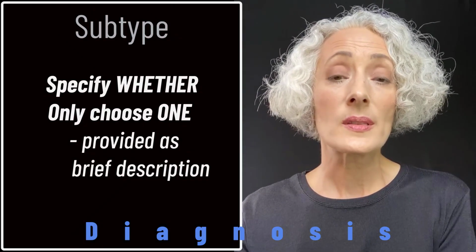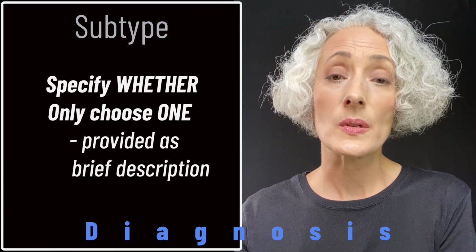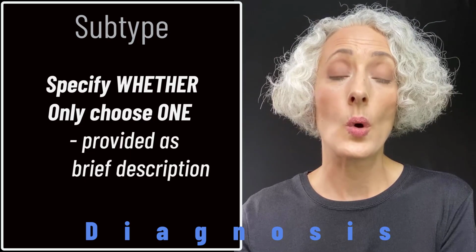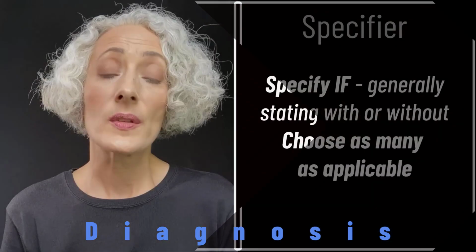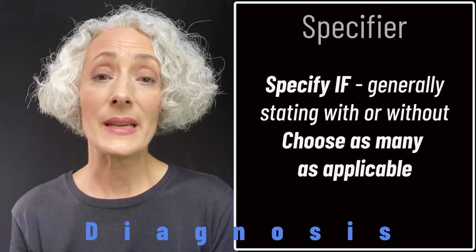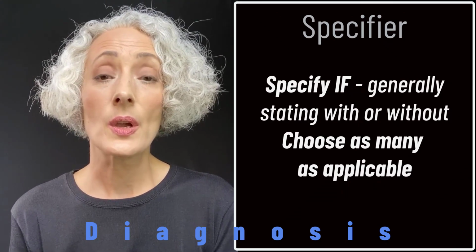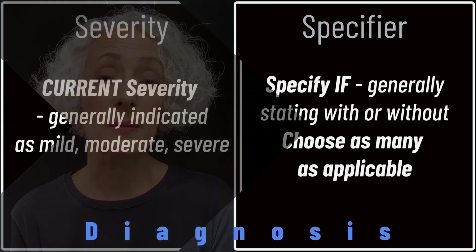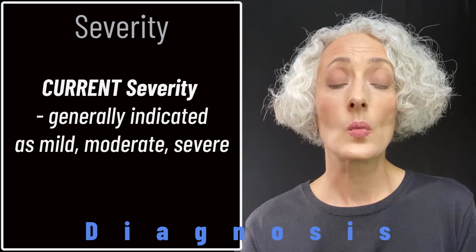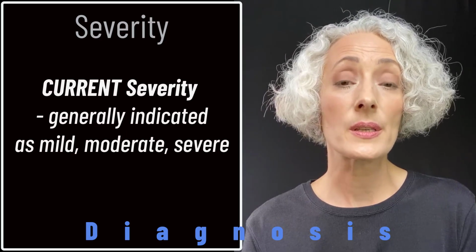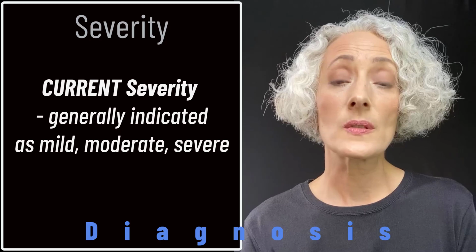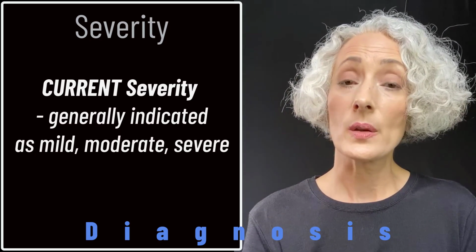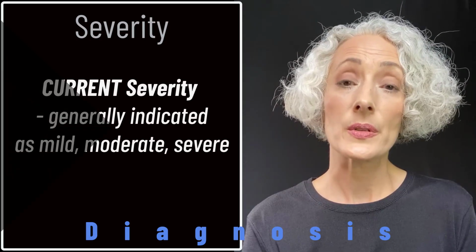Subtypes. With subtyping in a diagnosis, you want to specify whether, and you only want to choose one subtype. With a specifier, you want to specify if. With specifiers, you are to choose as many as are applicable to that diagnosis. With severity, you want to choose the specific current severity. This is choosing the actual current level of symptomology. Generally, we stick with mild, moderate, or severe.